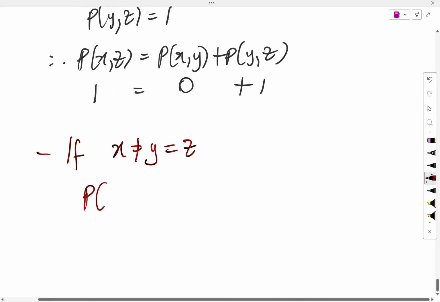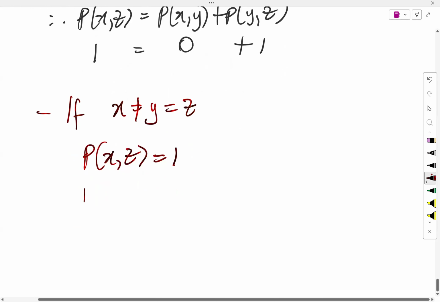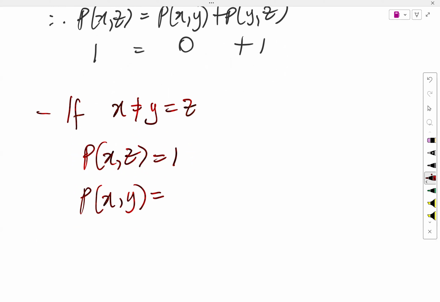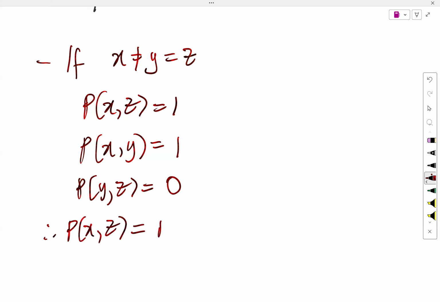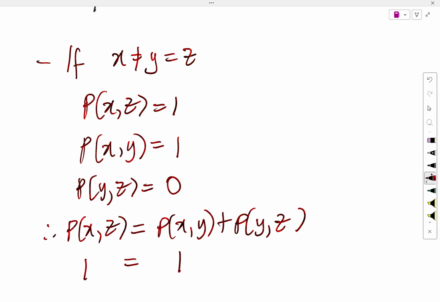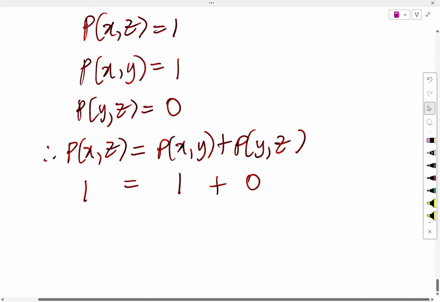In this case, p of xz: x and z are different, so the metric, the distance, is 1. What if we have p of xy? x and y are different here, so we get 1 again. What if we have p of yz? y and z are the same, so we get 0 there. So again, p of xz is equal to p of xy plus p of yz, because p of xz is 1, p of xy is 1 because x and y are different, and p of yz is 0. So 1 plus 0 is also 1.